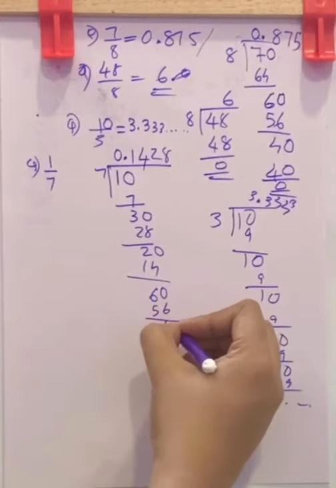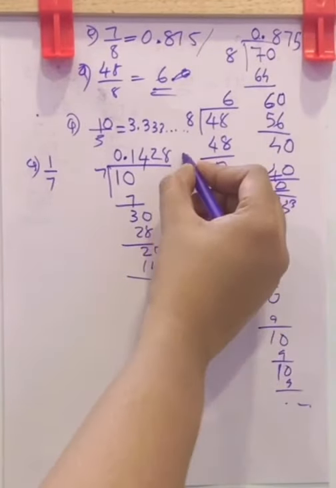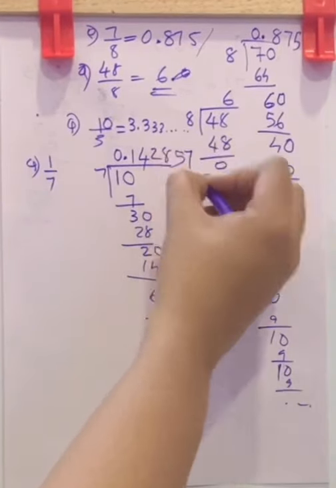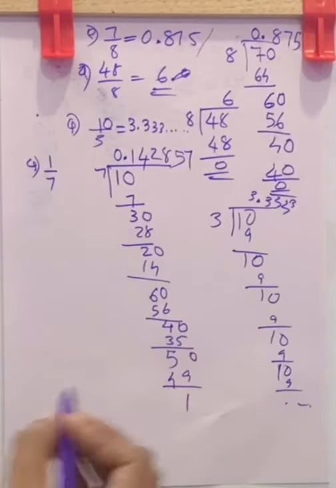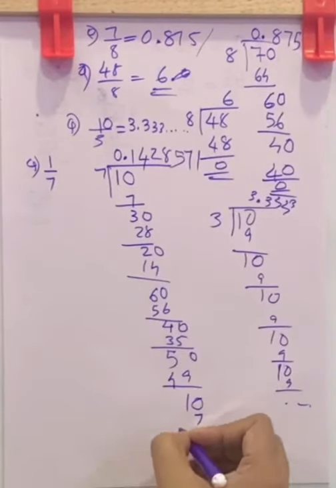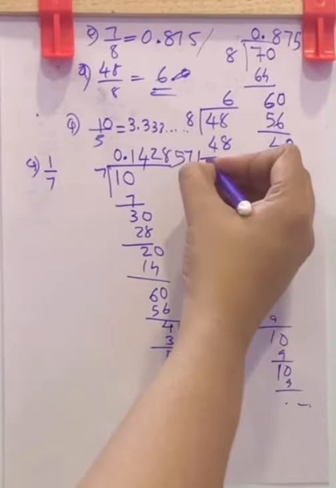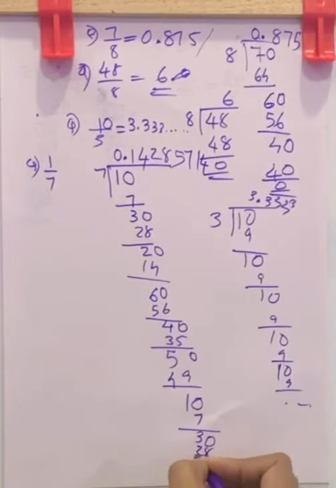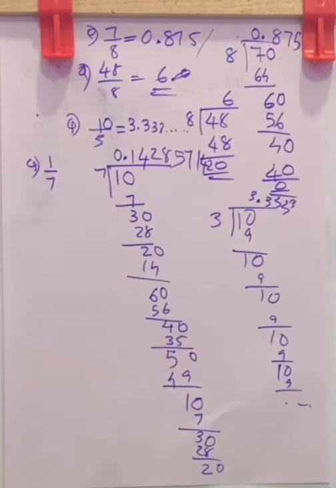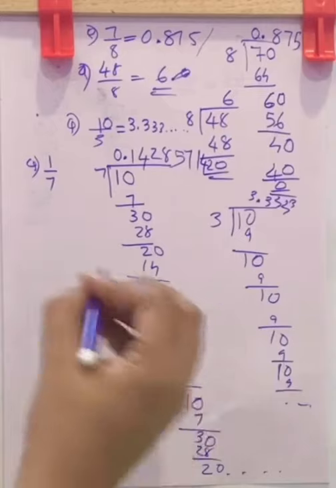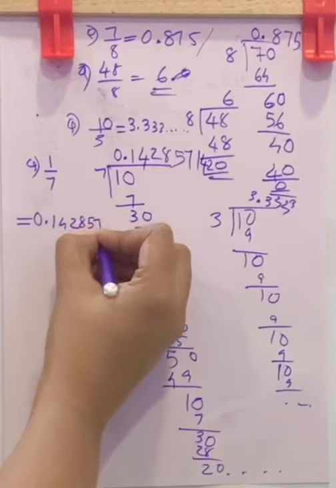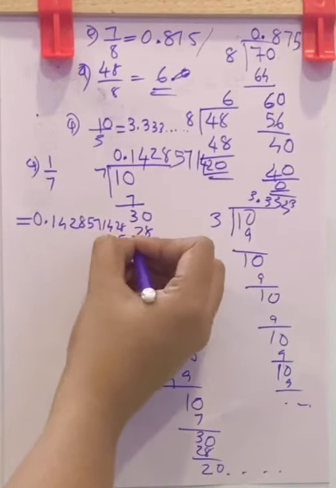56. Balance is 4. 40. 35. Balance is 5. 50. 49. Balance is 1. Then it becomes 10 again. Then 1, balance is 3, so 30. Then 4, 28, balance is 2. 20. Then 2. So it is continuing again. That is non-terminating, but the result is 0.142857, 142857, like that it will go.